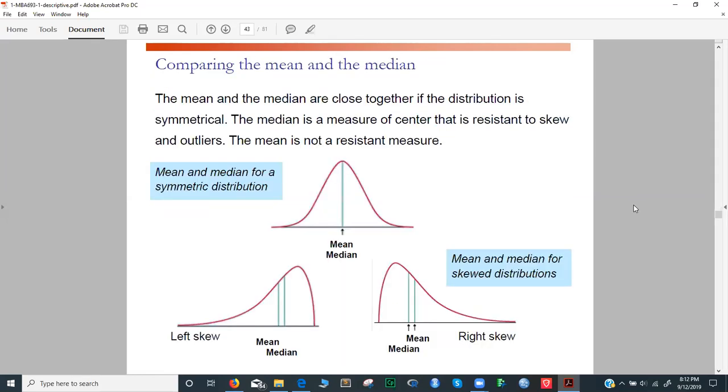All right, let's look at mean, median, symmetrical values. Now, the Gaussian curve, or what we would call the normal curve, is the middle one where the mean and the median are equal. And you can see the left skewed, the mean is left of the median, and the right skewed is the mean is to the right of the median.